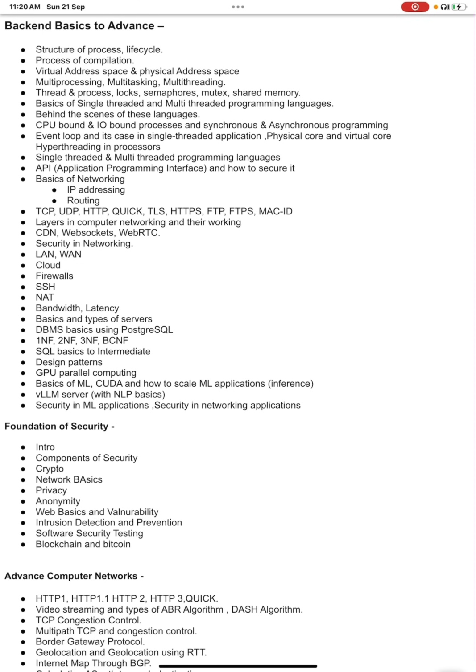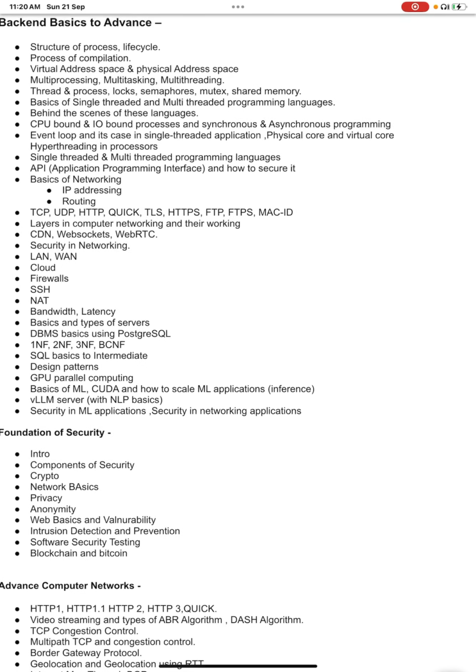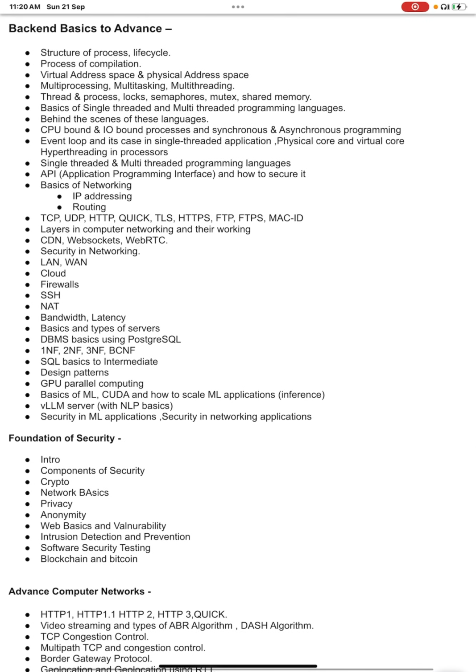Then we'll study about what is a CPU bound and IO bound process. So CPU and IO bound are essentially an operating system concept. Every process can be classified into two types, CPU bound, IO bound, or both. We'll get into the details of this when we study these topics, and then synchronous and asynchronous programming. Then we'll study about event loop and how event loops work in a single-threaded application.